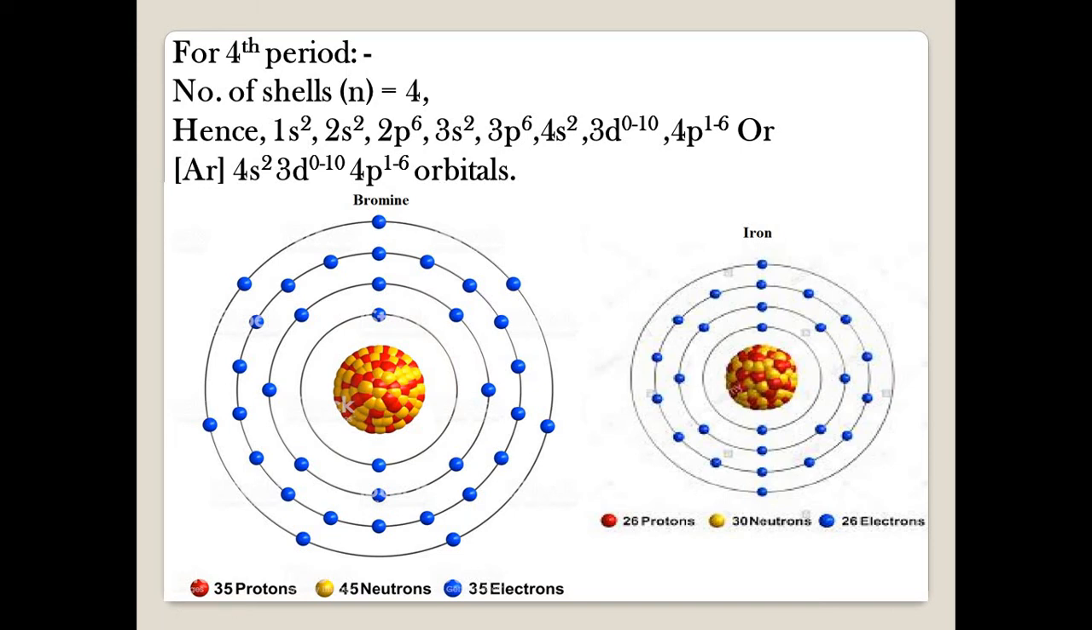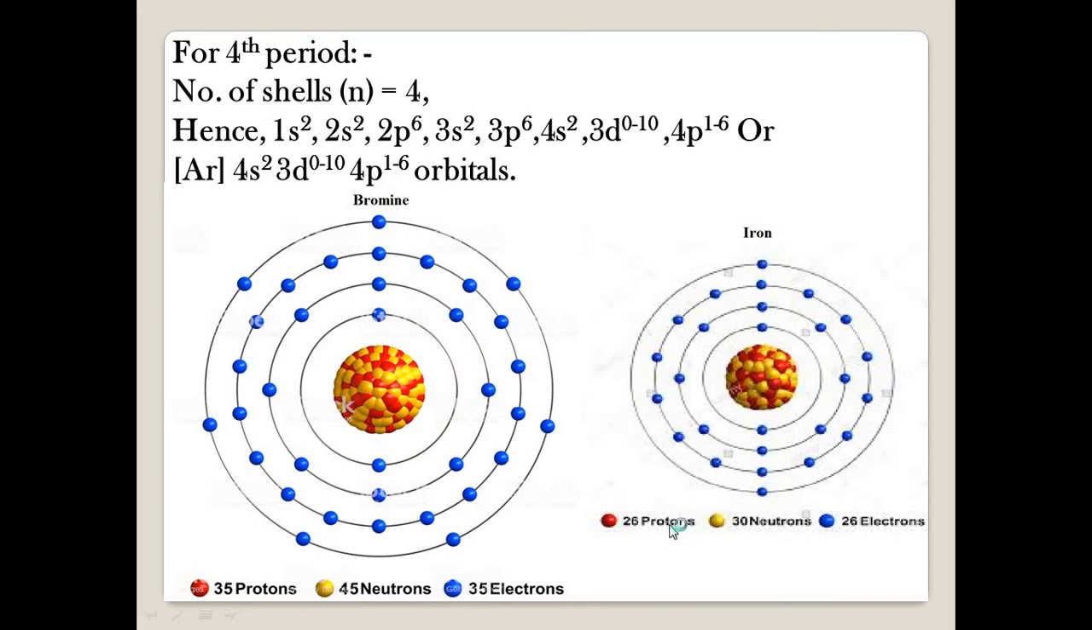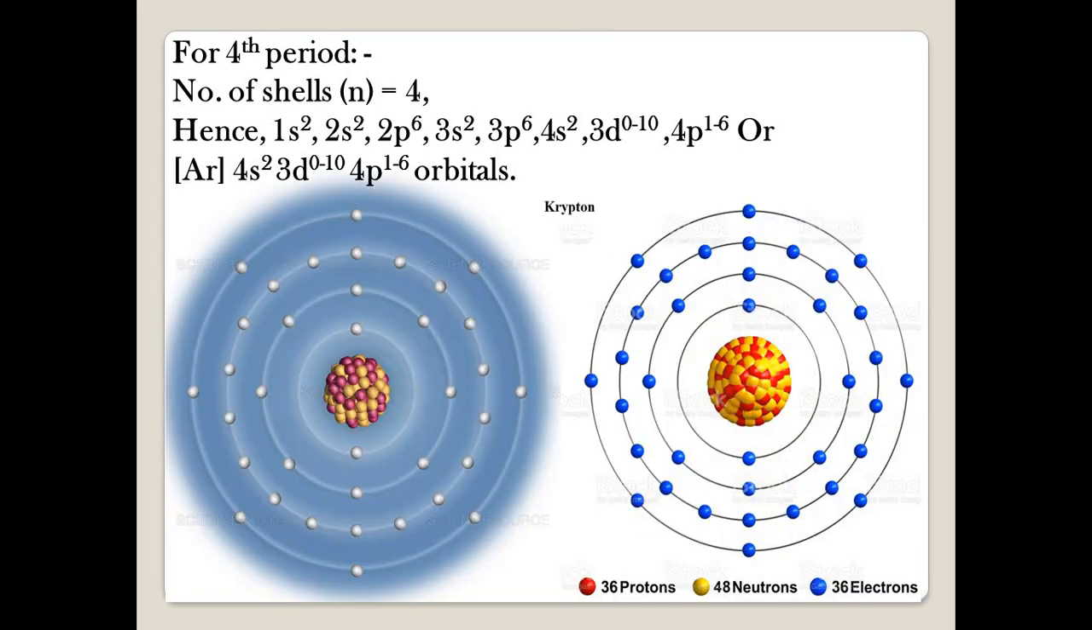This bromine has 35 protons, 45 neutrons and 35 electrons, whereas iron has 26 protons, 30 neutrons and 26 electrons. Let's see another example for the fourth period, that is krypton. Its atomic number is 36, so it has 36 electrons, 36 protons and 48 neutrons.